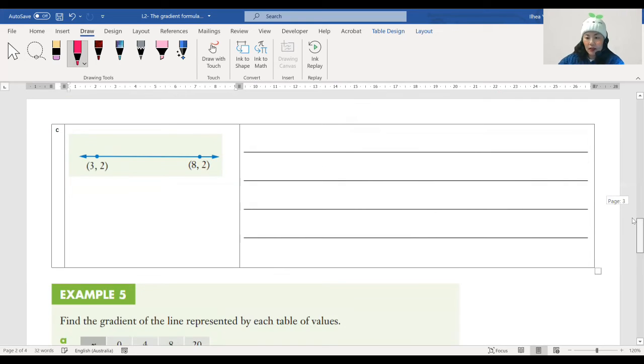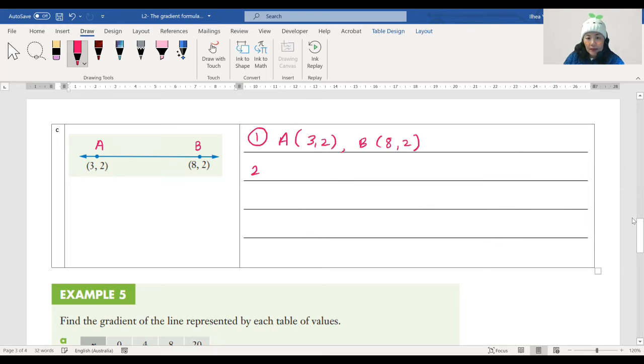Now, look at this one. It looks pretty flat, isn't it? So first step, we choose which one is my A, which one is my B. I'm going to choose this one as my A, and that's my B. A is 3 and 2. B is 8 and 2. Of course, you can do your A as 8 and 2, your B as 3 and 2. Doesn't really matter. It will be the same.